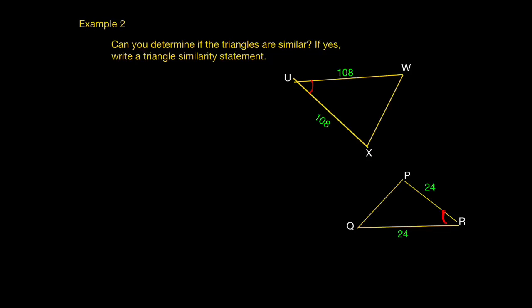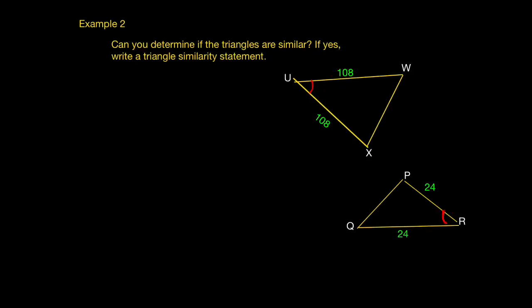Example 2. Now in this example, we're given two sides and one angle for each triangle. So here we're also given two sides and one angle. In this scenario, it will not be wise to use side, side, side because we're not given the third side.